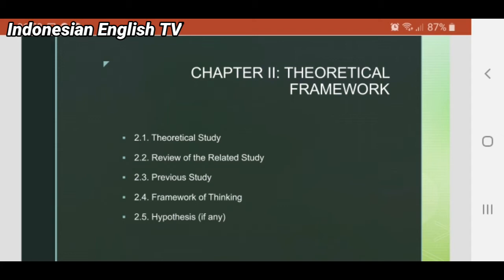And the next, in qualitative research, in chapter 2, number 5, we have hypothesis, if any. So it is different from quantitative research. In qualitative research, if you have a hypothesis, it is nice, you write it in your thesis. But if you do not have a hypothesis, it doesn't matter, because this is a kind of choice of methodology you want to offer. If there is a hypothesis, you write it, and if not, that's no problem, you don't need to write.